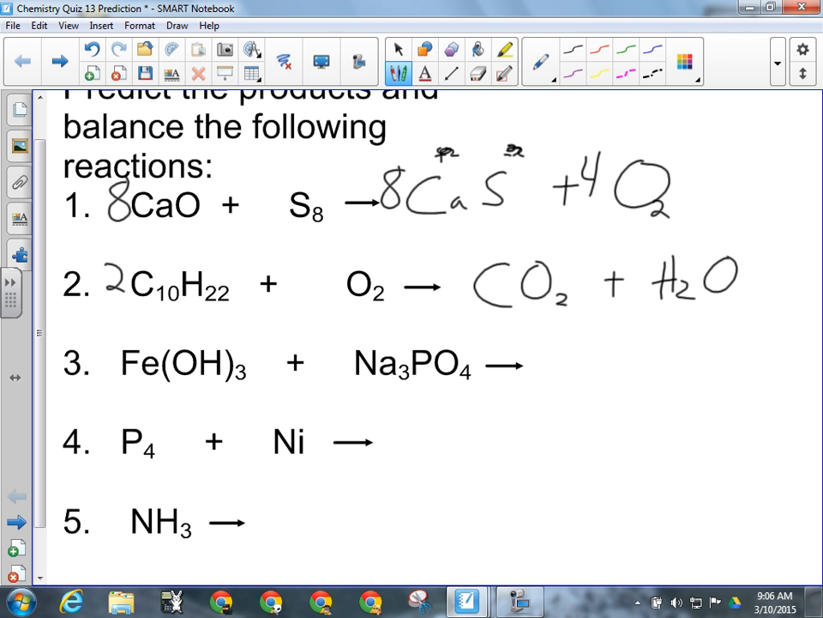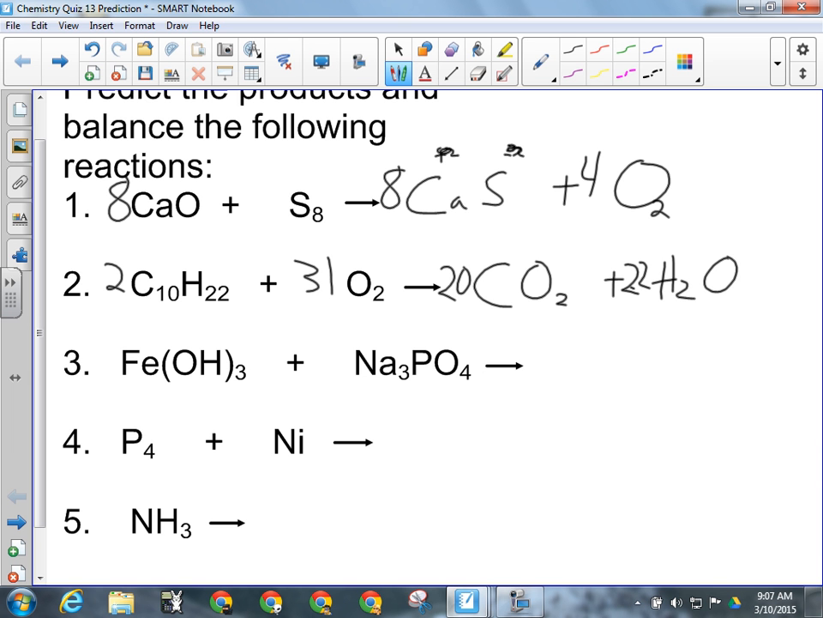Okay, so 2 times 10 is 20, so I need a 20 over here. Okay, 2 times 22 is 44. 22 times 2 is 44. So now my hydrogens all work out. Now I've got to look at my oxygens. Okay, so 20 times 2 is 40, plus 22 more is 62. 31 times 2 is 62. So give them 1 mark for CO2, 1 mark for water, and 1 mark for the balancing numbers 2, 31, 20, 22. Questions on number 2?